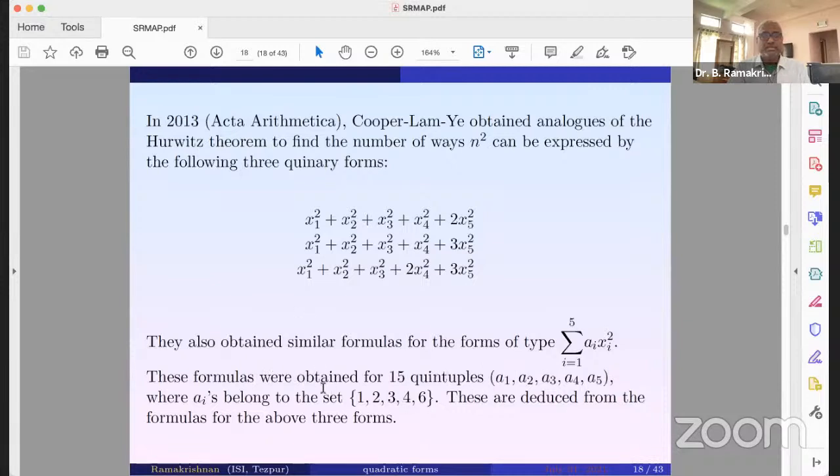The coefficients in this case belong to 1, 2, 3, 4, 6, but not all of them will appear in one form; rather, in the 15 they are distributed. So these are deduced from the formulas for the 3. The 15 formulas are obtained with some reductions, and using these formulas, they obtain the 15 formulas.